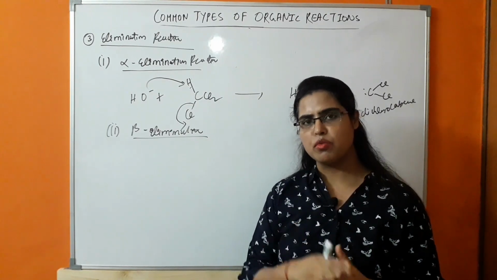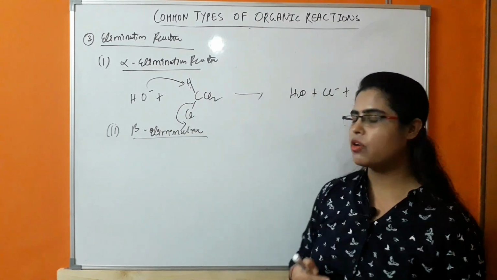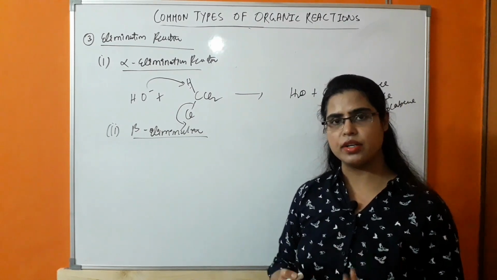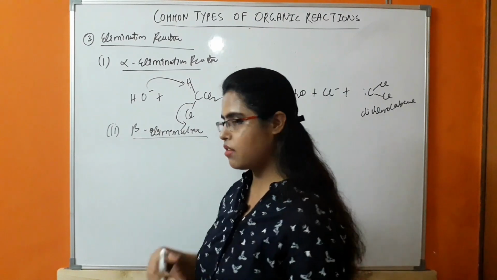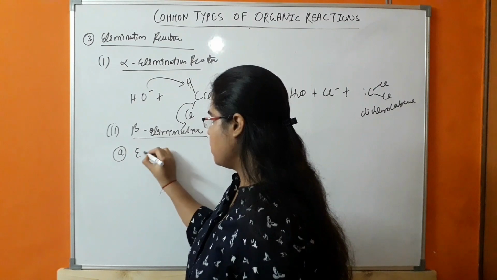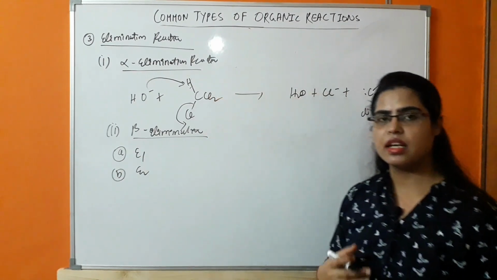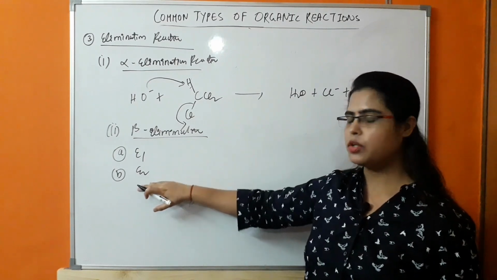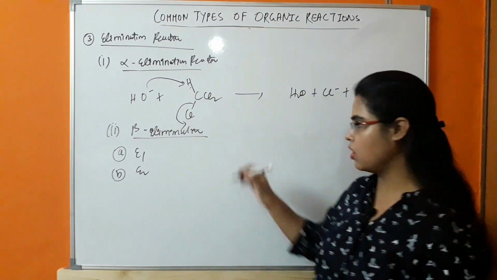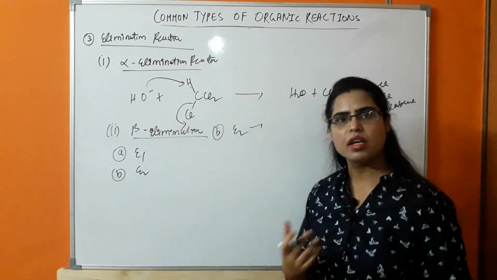It means there will be removal of atoms from the adjacent carbon. The example for beta elimination reaction is dehydrohalogenation, and there will be formation of an alkene. It is of two types, E1 and E2. E1 represents elimination unimolecular, E2 represents elimination bimolecular. Let's start with E2, that is, elimination bimolecular.